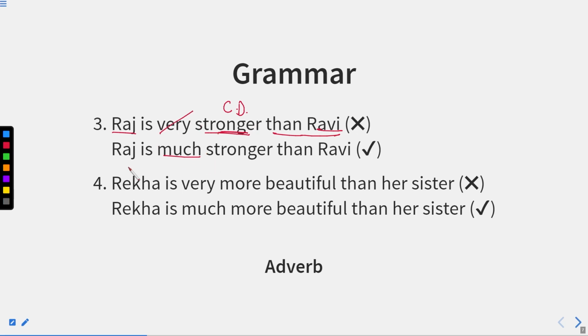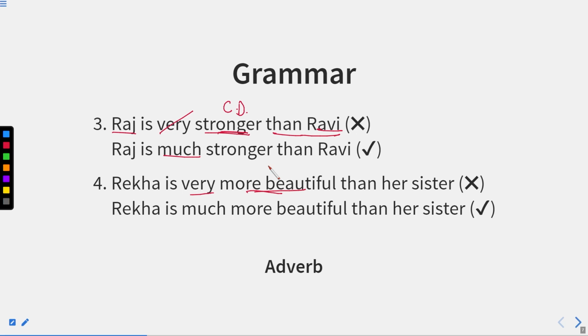So, the correct sentence will be Raj is much stronger than Ravi. This will be the correct sentence if we have to use comparative degree of adjective. I hope you got it. Rekha is very more beautiful than her sister. So I'm comparing Rekha with her sister. But here I'm using more beautiful, which is a comparative degree of adjective.